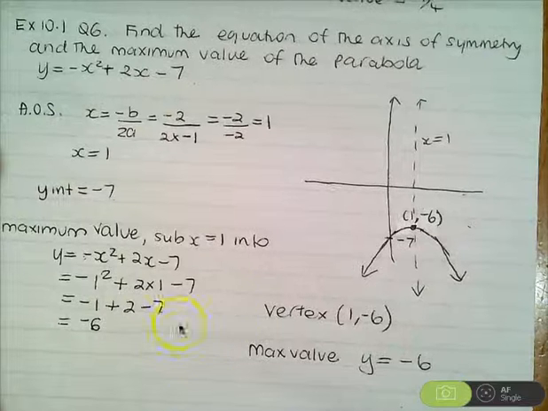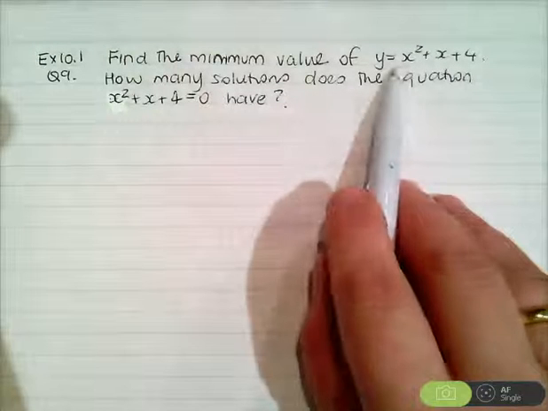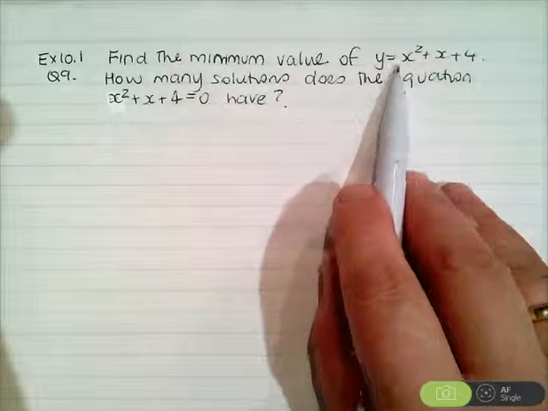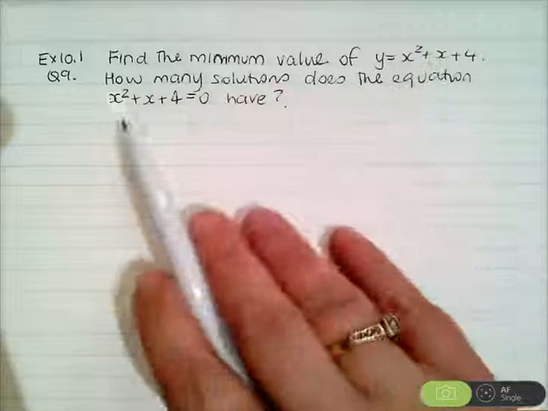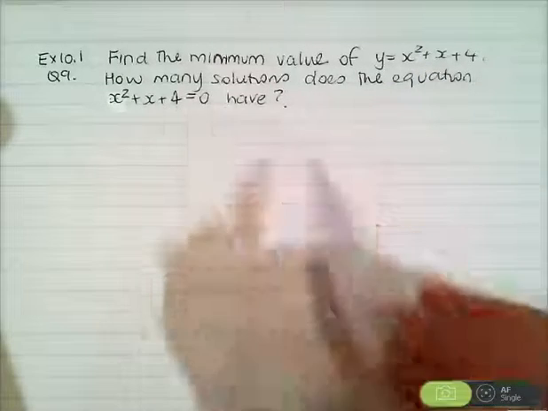So we'll go to another example now. Okay, now this is exercise 10.1, question 9, and it's similar to previous questions. It says find the minimum value of this function, y equals x squared plus x plus 4, and how many solutions does the equation x squared plus x plus 4 equals 0 have?